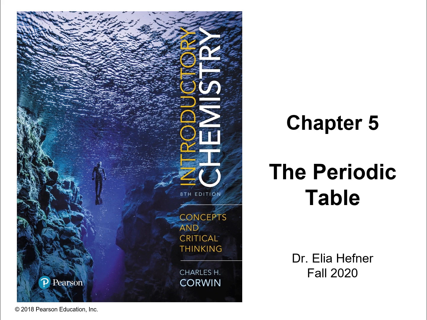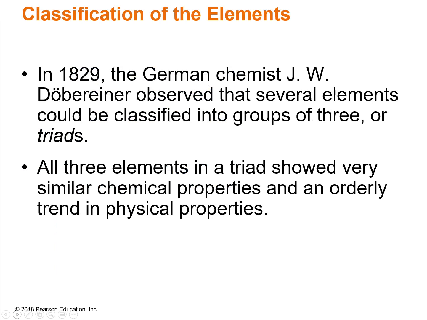And then we're going to move on to talking about trends of the periodic table, a different way to write electron configurations, which is a lot shorter. And we're going to introduce ions. So that's pretty much all of chapter 5. Here we go. As promised, we're going to start with a history lesson.